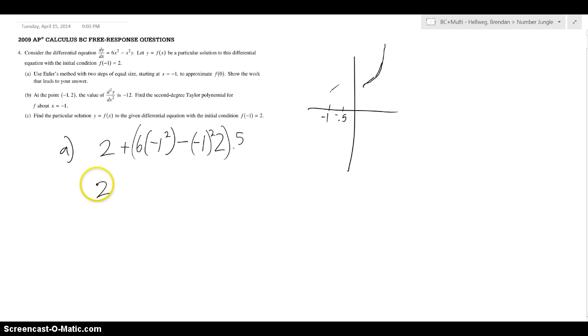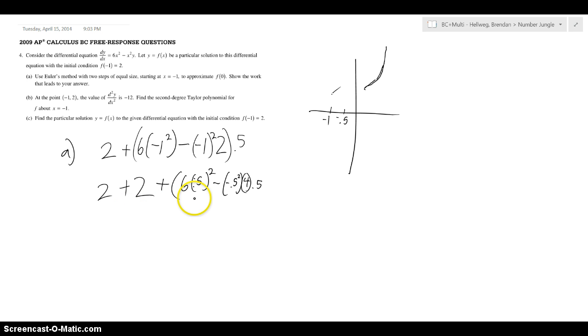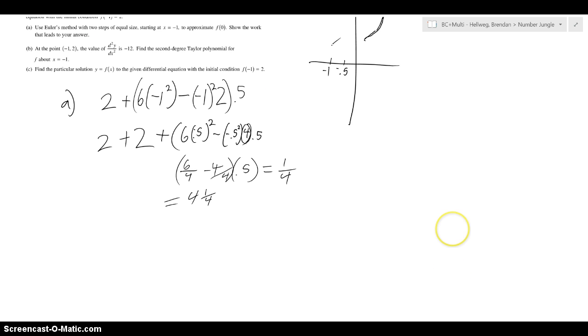So it's going to be 2 plus 2, because this becomes 6 minus 2 times 0.5, which is 2. And so now we have 2 plus 2 plus, and now we get 6 times minus 0.5 squared minus negative 0.5 squared times 4, and then all of that times 0.5. And so that's going to compute out 6 over 4 minus 4 over 4 times 0.5, which all computes out to 1/4. So it becomes 2 plus 2 plus 1/4, which equals 4 1/4 as the approximation for f of 0. Alright, so let's move on to B.